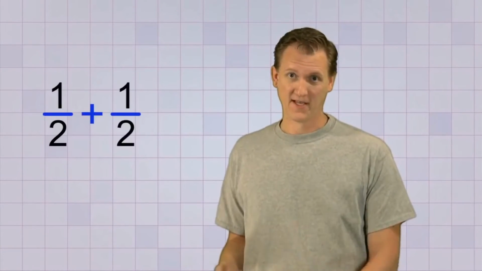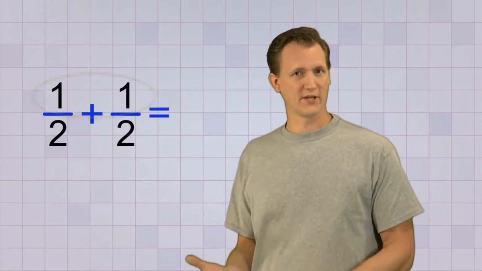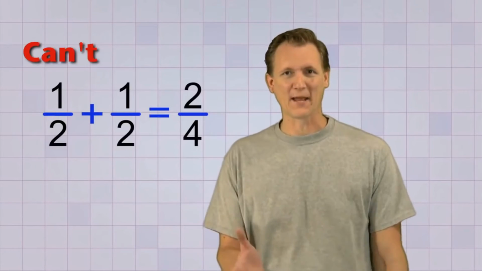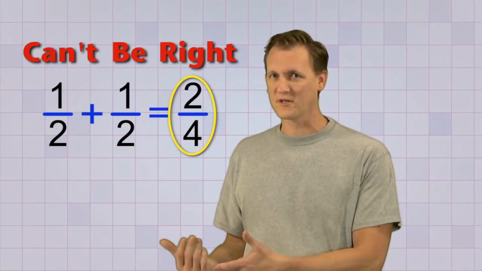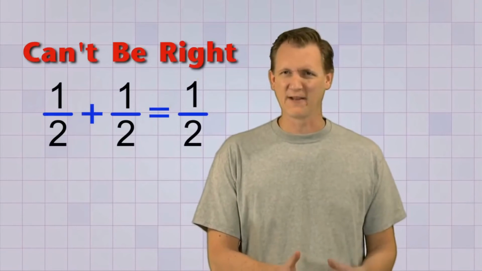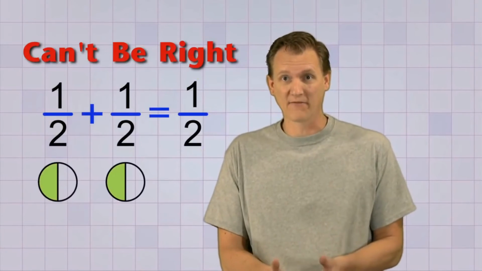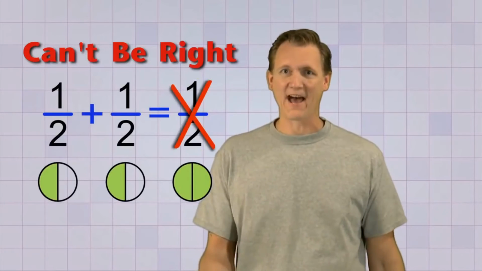Well, all right, let's try it and see, but I got a bad feeling about this. Let's try adding 1/2 to 1/2. So if we added the top numbers, we'd get 2, and if we added the bottom numbers, we'd get 4. But that can't be right, because 2 over 4 simplifies to 1/2. And if you add 1/2 and 1/2, you should get a whole, not a half. Uh-oh, we must have broke some sort of math rule. I'm out of here.